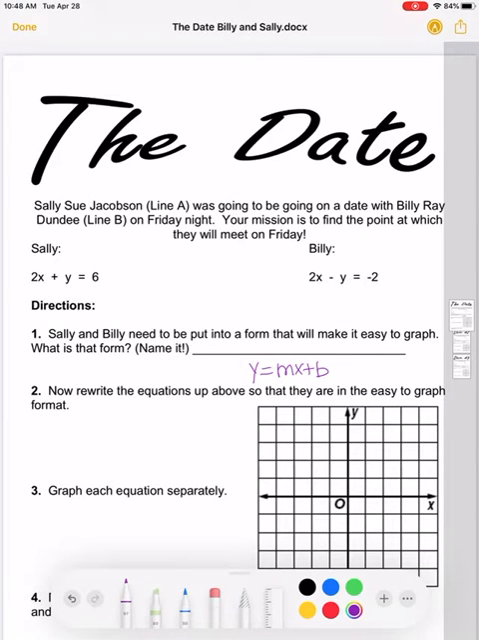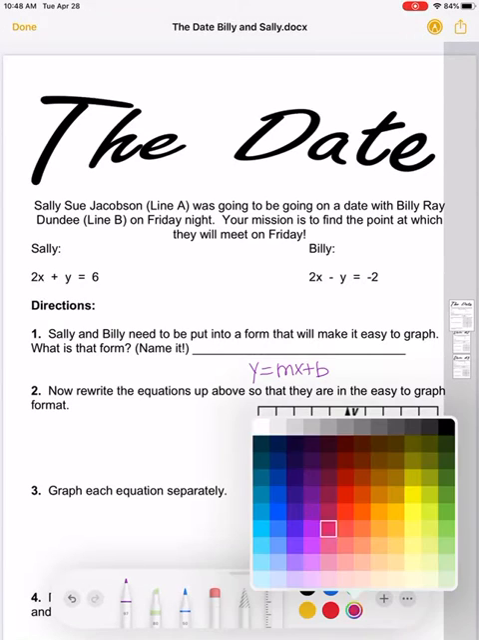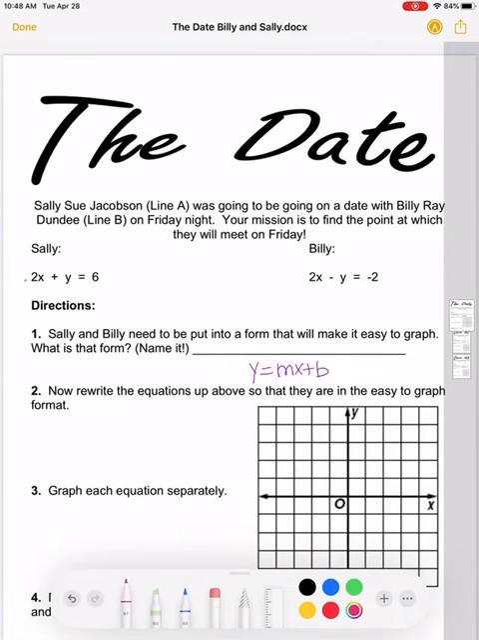So we are going to look here at Billy and Sally, and find out where they meet up for a date. Your graph is sort of going to be like a map, and it's going to show you the location where they meet for their date. So we're going to do Billy and Sally in 2 different colors. I'll do Sally in pink and Billy in green or blue.